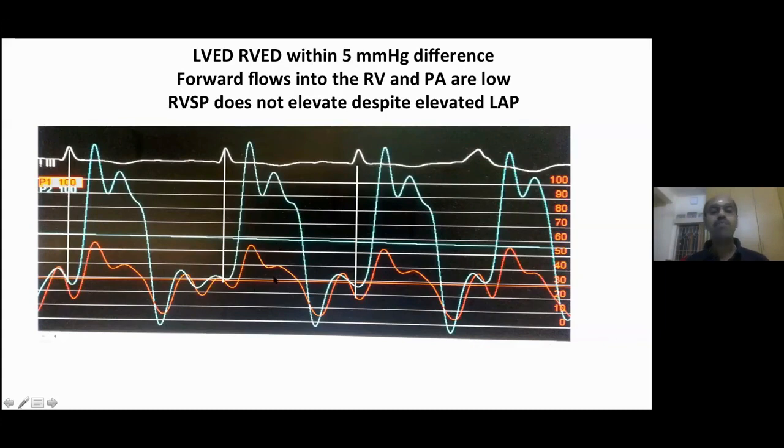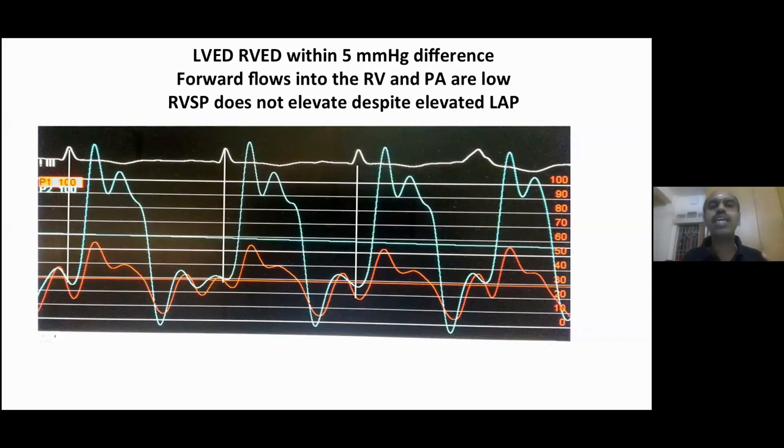Why does the RV pressure not get elevated? Since constrictive pericarditis equally affects the right and the left ventricle, the forward flows in the right ventricle and pulmonary artery pressures are low, so the pulmonary artery pressure does not go very high. In other words, the entire cardiac output is low, so the elevated LA pressure happening due to restriction of the heart is not getting transmitted onto the pulmonary artery because antegrade forward flow itself is low.